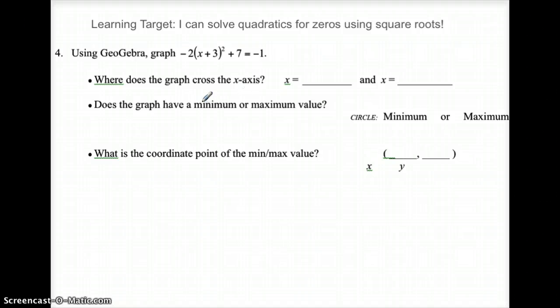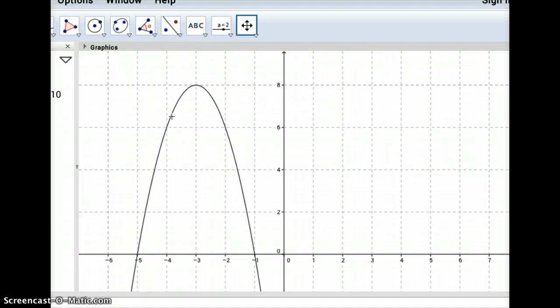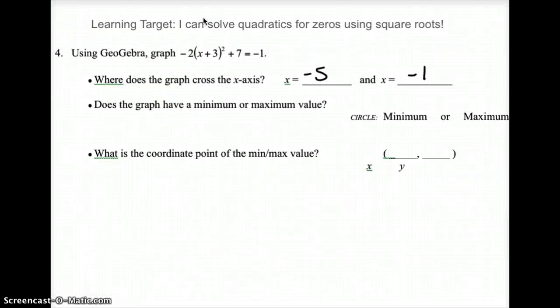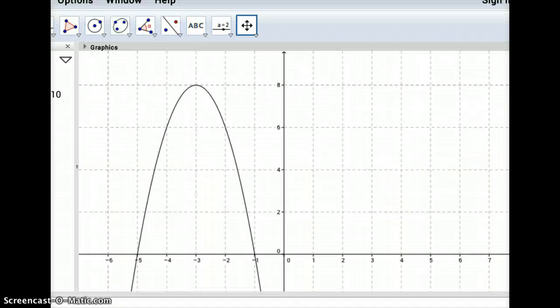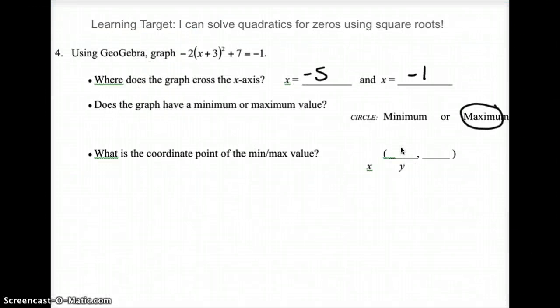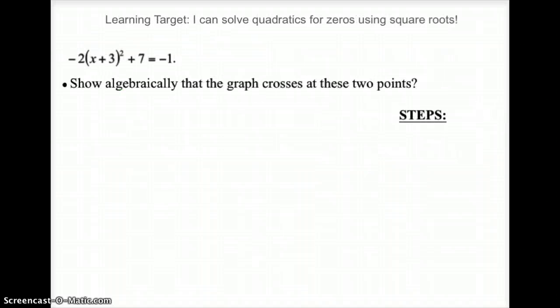So I bet you can guess what's coming up. It's going to ask us a few questions. Where did we cross? We crossed at, again, -5 and -1. Did this graph have a minimum or maximum? Did it have a low point or a high point? Well, this one has a peak, so it has a high point, so we're going to call that a maximum. And what was the maximum point? Oh, I should have looked while I had it. Let's see. It looks like it's (-3, 8). And the next question wants us to show why we are crossing there.